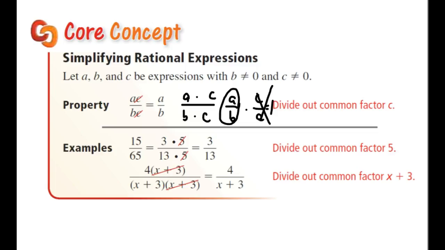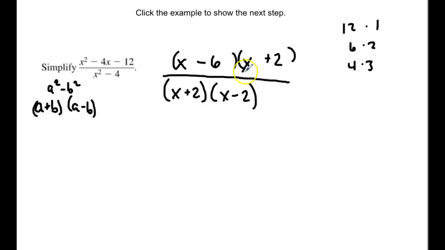And following along with these properties, I know that anything divided by itself is 1, so I can go ahead and get rid of this x plus 2 in the numerator and the denominator. So I'm left with x minus 6 in the numerator and an x minus 2 in the denominator. So here I'm almost done.